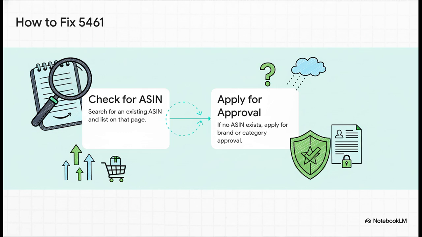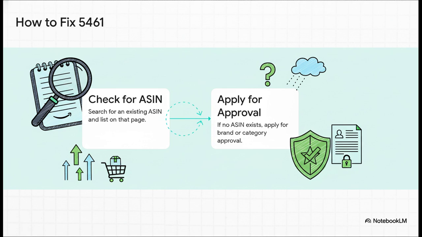So what do you do? Your first step, and I mean always your first step, is to just search on Amazon. 9 times out of 10, that product page, that ASIN, is already there. If you find it, you just list your offer on that existing page. It's only if you're absolutely sure it doesn't exist that you need to go down the rabbit hole of applying for official approval.